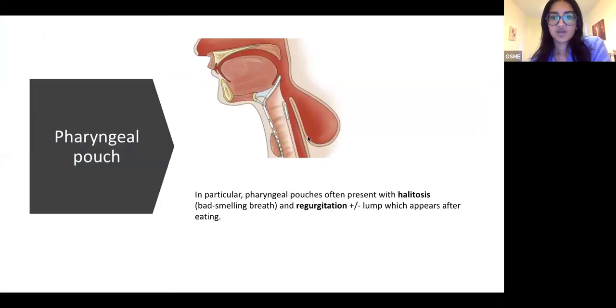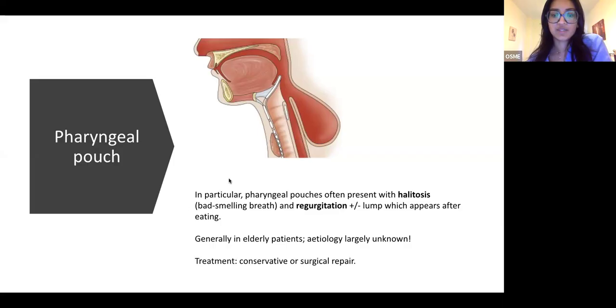Okay, so like I said before, pharyngeal pouches present with halitosis, which is bad smelling breath, and also regurgitation, because the food is undigested and is going back into the throat. You might also be able to see a lump, which appears after they eat. It normally happens in elderly patients. Like in the question we just did, the patient was in their 70s, but we don't know why it happens. It's just quite a common thing that you should be aware of. The treatment is conservative, but it can also be managed surgically.